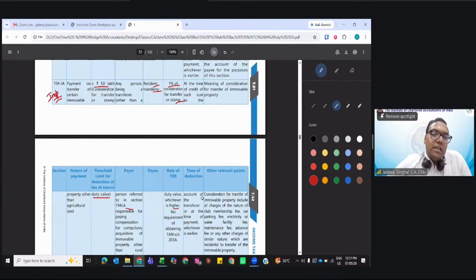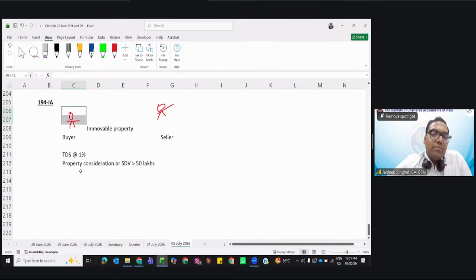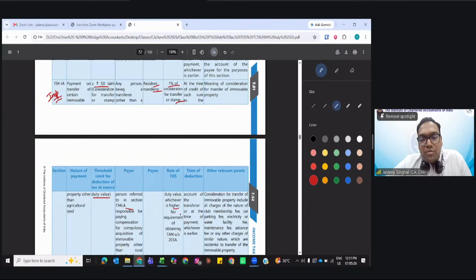Again, let's suppose this individual doesn't have a PAN number. For this transaction, will the government ask him to take a PAN number? The answer is no. There is no requirement of taking a PAN number, or rather a TAN number, sorry. There is no requirement to take the TAN number. Even without a TAN number, this form can be filed.